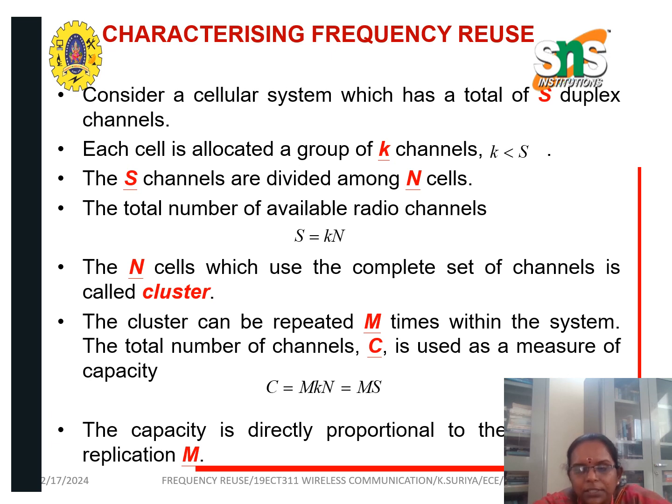So this cluster is repeated many times. Say it is repeated M times, then the total number of channels of a network, or the capacity, is given by M × K × N, or M × S. So the capacity is directly proportional to the number of times the cluster is repeated.